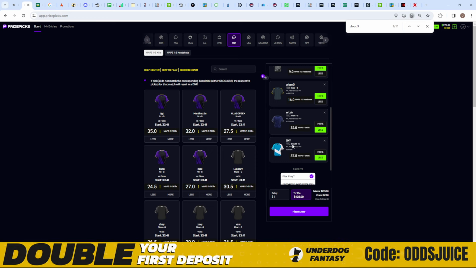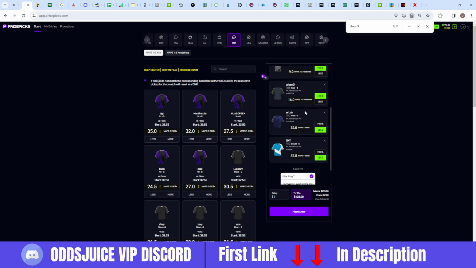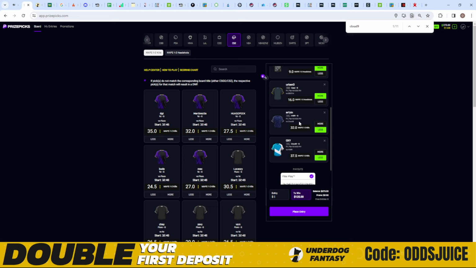Even if Cloud9 is a team that's doing really well, their kills are already adjusted to be higher than the other team because they are the better team. Am I taking these specific players instead of just grabbing anyone from these teams? Well, I like to find the ones that are the absolute best value. And the way I find that is just by comparing to Underdog, Lions, or any other sportsbooks that may have CS2 or Valorant or League of Legends props.